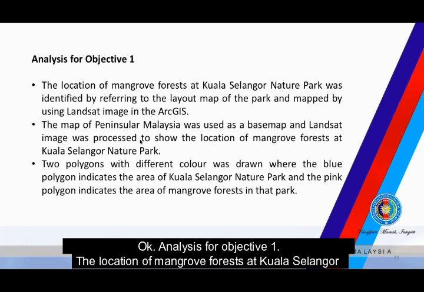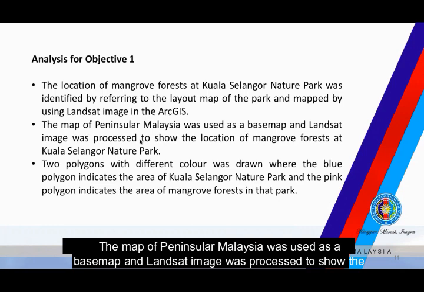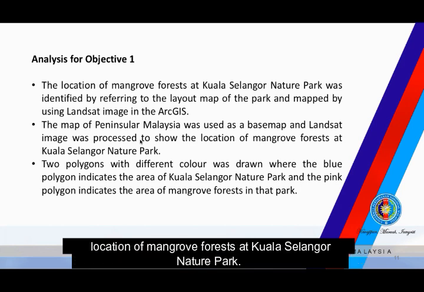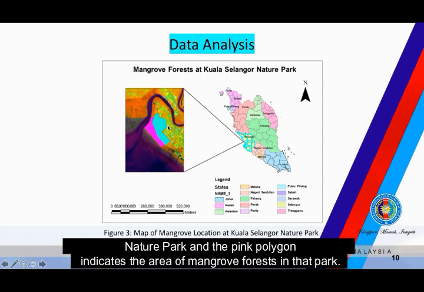The location of mangrove forest at Kuala Selangor Nature Park was identified by referring to the layout map of the park and mapped by using Landsat image in the ArcGIS. The map of Peninsular Malaysia was used as a base map and Landsat image was processed to show the location of mangrove forest at Kuala Selangor Nature Park. Two polygons with different colors were drawn, where the blue polygon indicates the area of Kuala Selangor Nature Park and the pink polygon indicates the area of mangrove forest in that park.